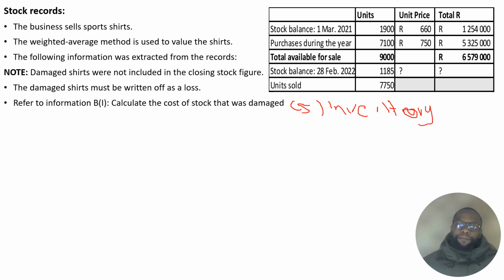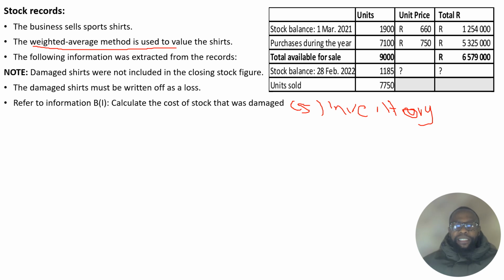Inventory valuation. We were told that there are two methods of evaluating inventory: FIFO and weighted average. In that question, we were told that the weighted average method is used to evaluate the t-shirts. This business is selling t-shirts. With weighted average, you take the total cost and divide by the units in order to get a unit price.